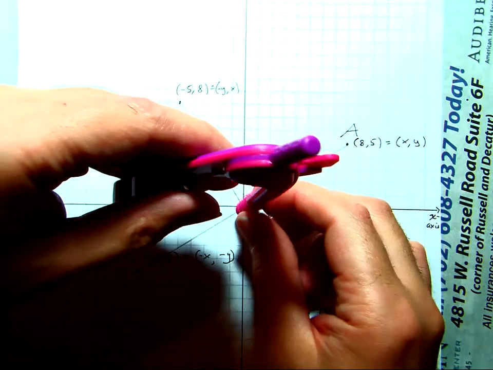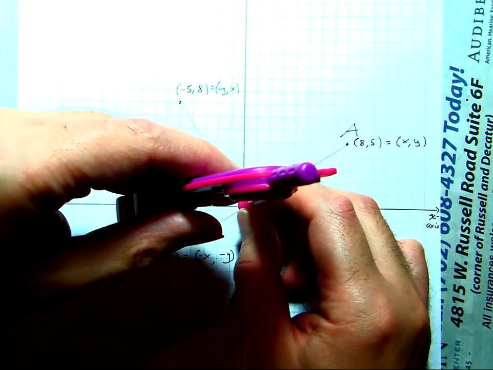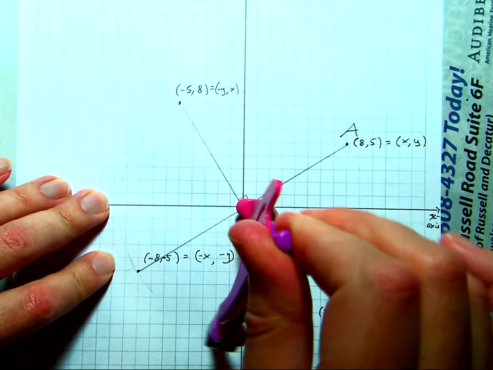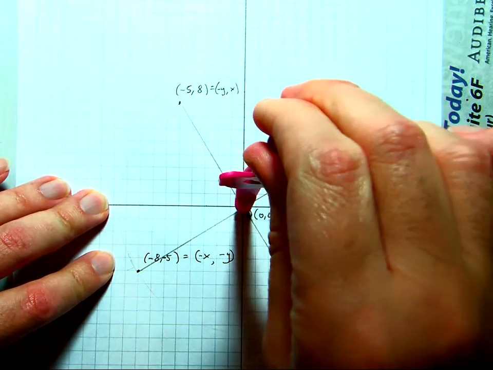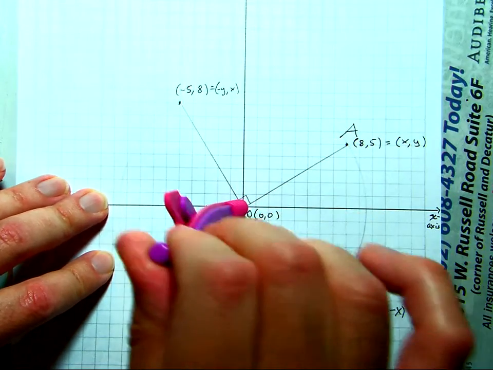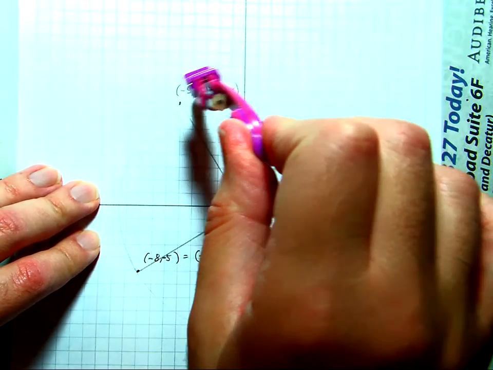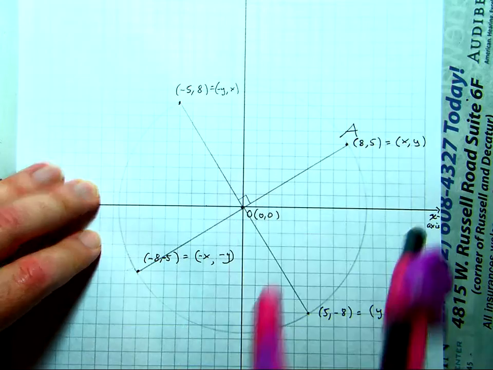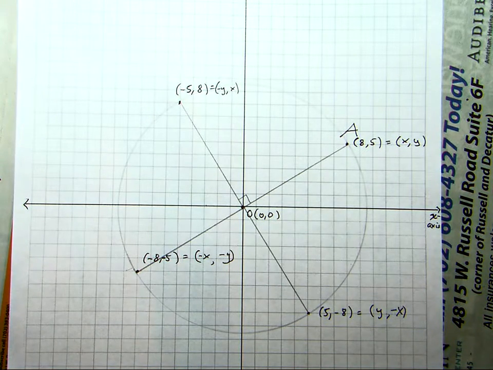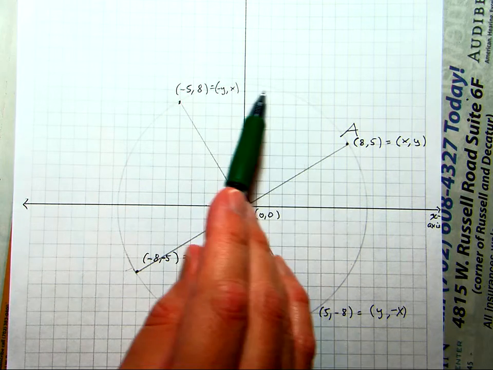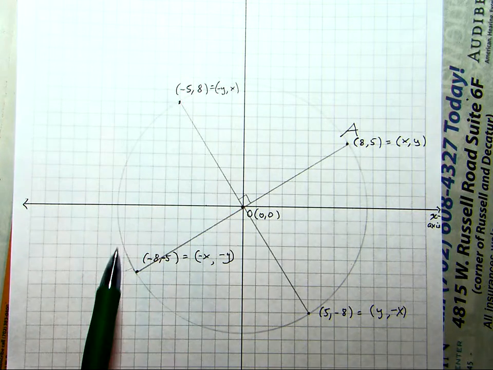Just having problems digging my compass in. I know we've all got the same problem sometimes with the compass. Okay, let's finish making the circle. Okay, so what we've got here is now the circle of all points that A could be rotated to. Any point along the circle, A could end up.